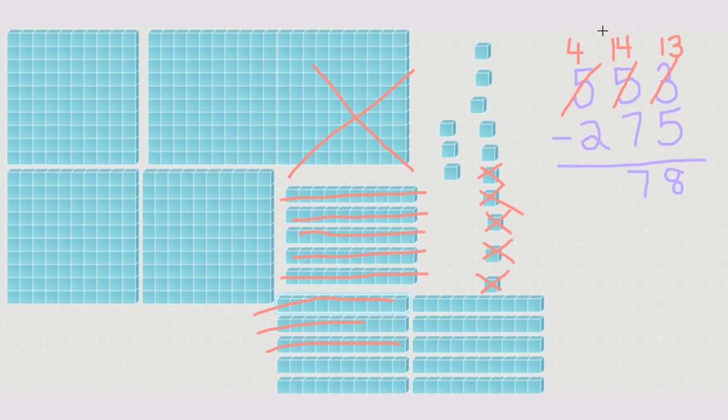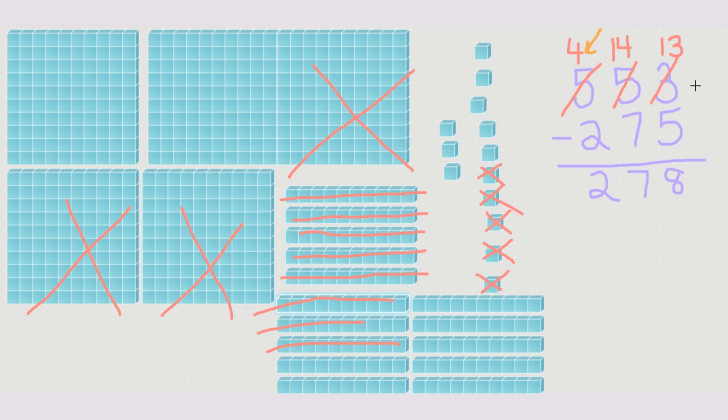Now I'm ready to move into the hundreds, where I see 4 minus 2. Can I take away 2? I sure can. So I need to do that. 1, 2. That leaves me with 2. I have 2 hundreds flats left, so I need to write 2 in my hundreds column.